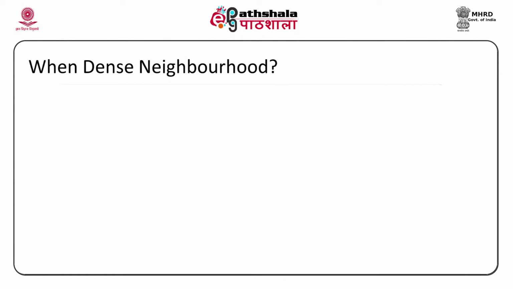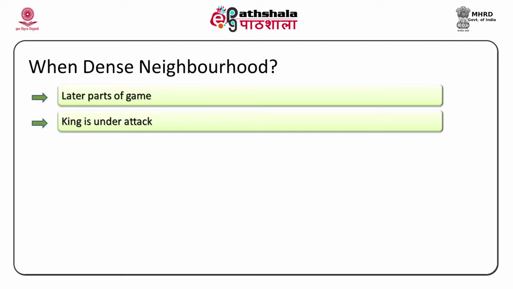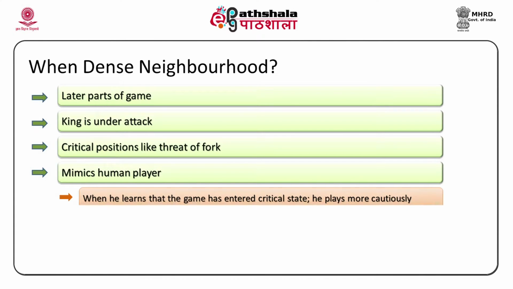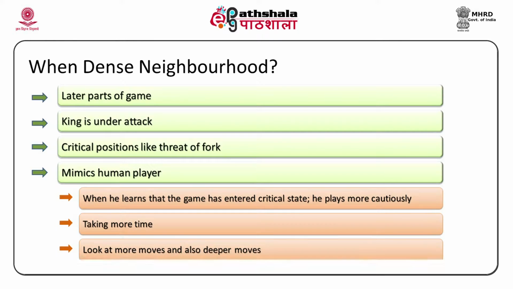So, we will use sparse neighborhood, but when do you switch over from the sparse neighborhood to dense neighborhood? For one example I have already given, later part of the game when it is pretty crucial, for example, key or critical cases like king is under attack and threat of war, which is basically mimicking how a human player works, okay, which obviously will take more time, explore more number of nodes and also look at more number of moves and also deeper.